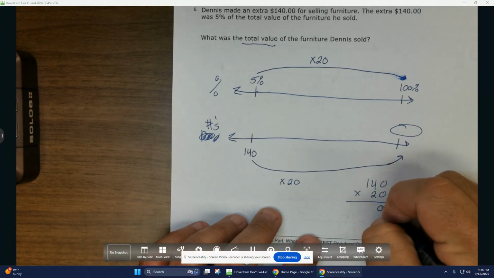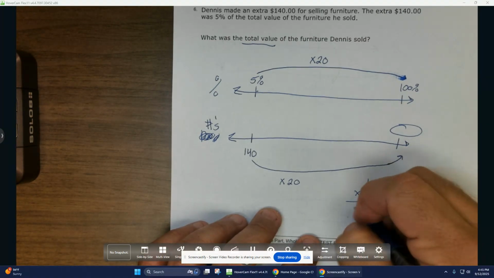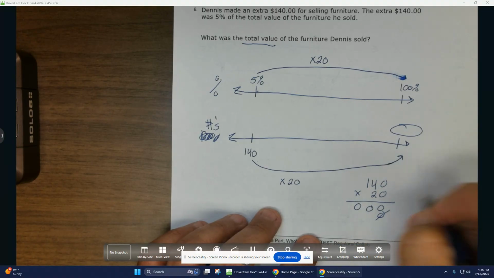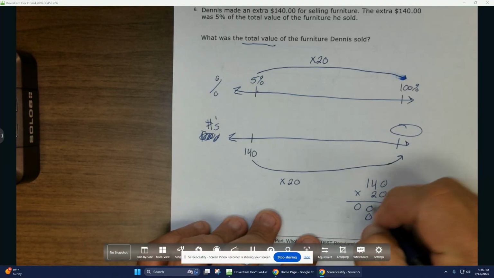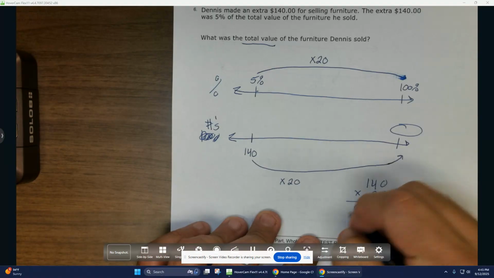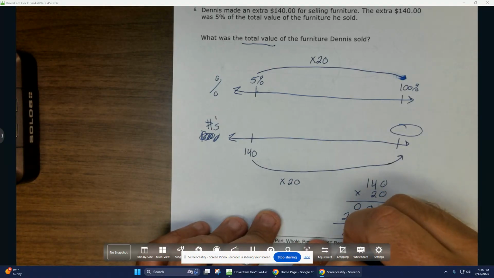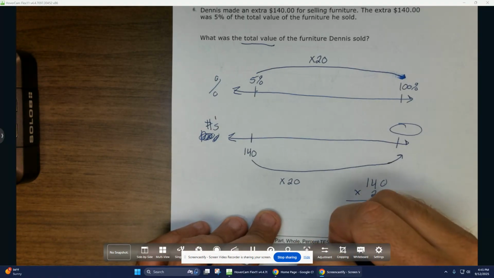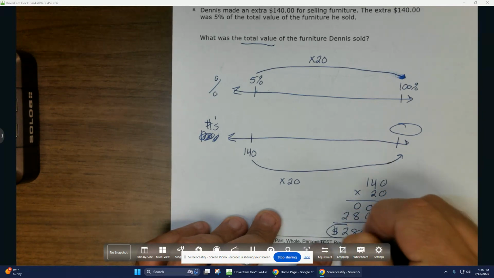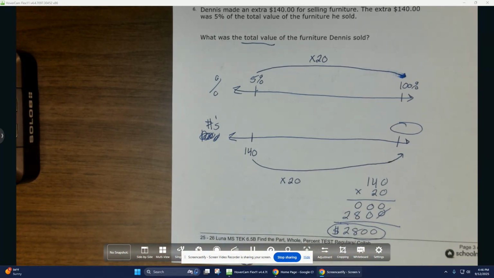Well, let's see here. 0 times 0, 0 times 4, 0 times 1. Second row, add a 0. 2 times 0. 2 times 4 is 8. 2 times 1 is 2. Add straight down. Ooh, look at this guy. $2,800. That's what we were looking for. The total value was $2,800.